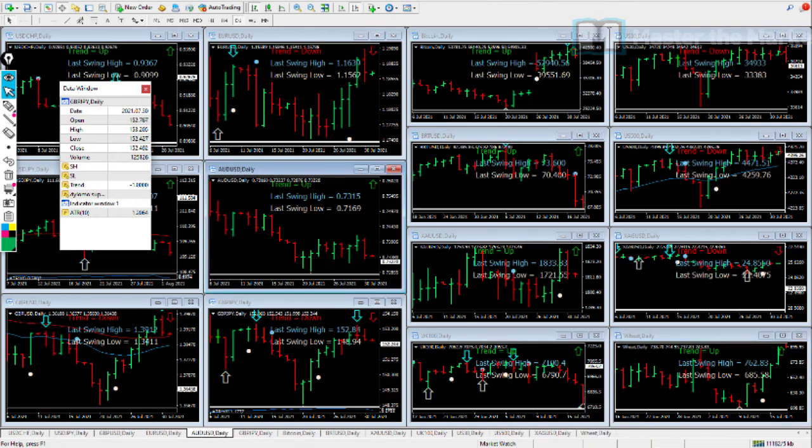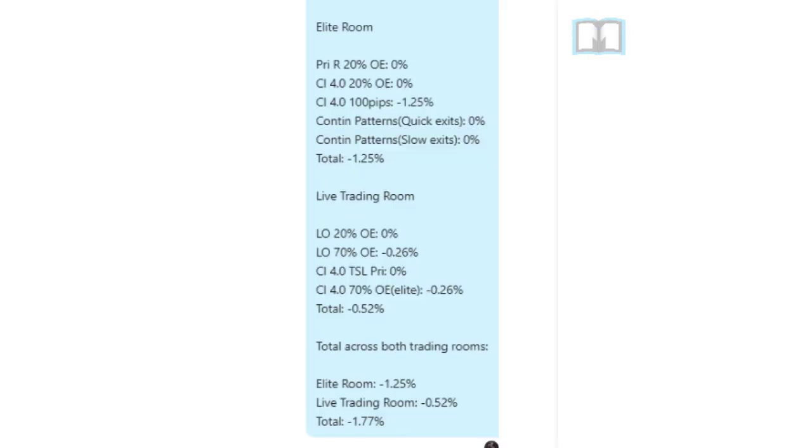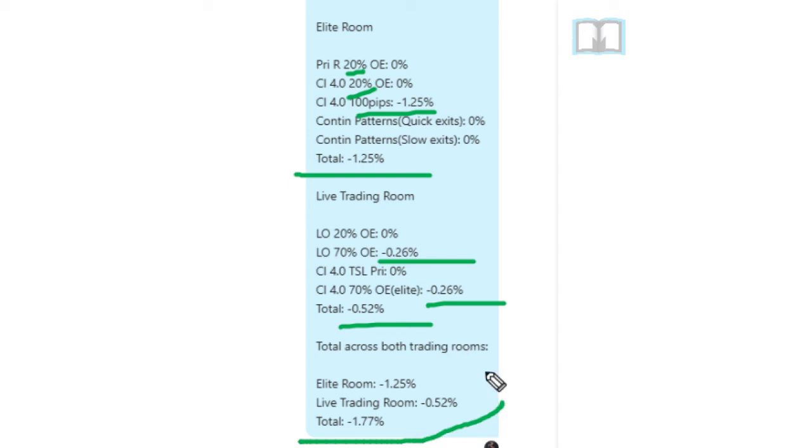In terms of our performance for this week, how did we do? Elite Room, we had flat on two strategies, 100 pips, took a little bit of a downside, minus 1.25%. Other than that, it's been flat on all the rest, minus 1.25 overall. Live trading room, very small losses on 70% and 70% on the cash in, and overall minus 0.52. Overall across both rooms minus 1.77.